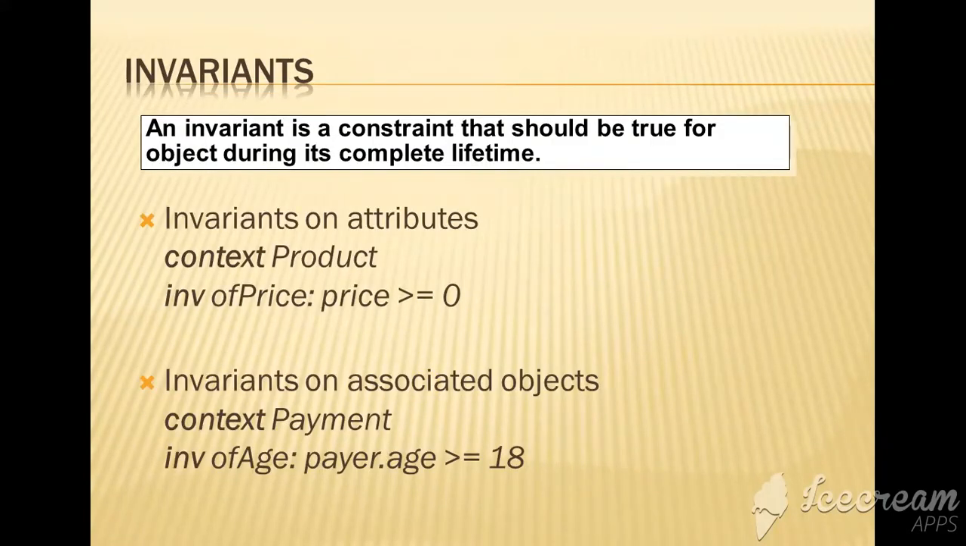So what is an invariant now? An invariant is a constraint that should be true for an object during its complete lifetime of your product or your software development. Invariants on attributes, context Product: the invariant is that price should be greater than or equal to 0. It is a constant.